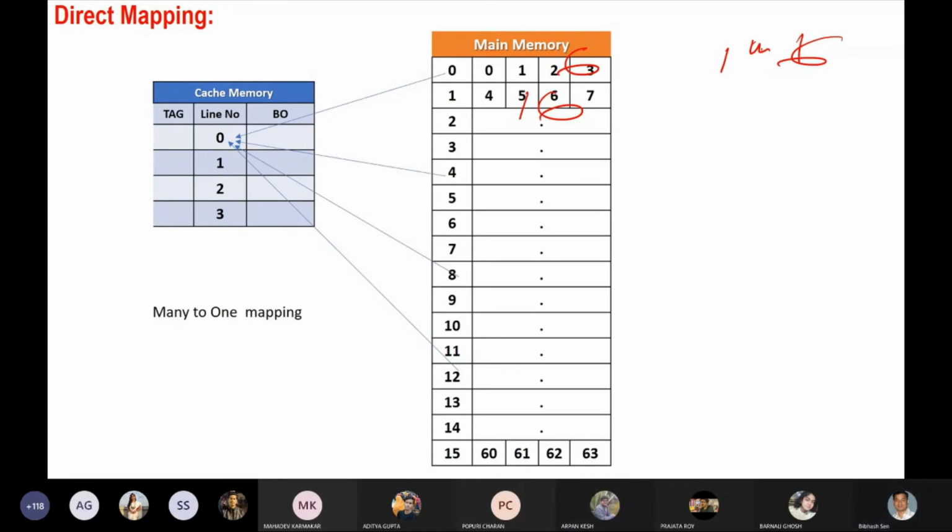And the block offset is used within the block to access any of the individual bytes or words. You need 2 bits, and using these 2 bits, how many bits are there in total? S plus W. S is the main memory's searchable location, that is 4 bits. Is it clear?